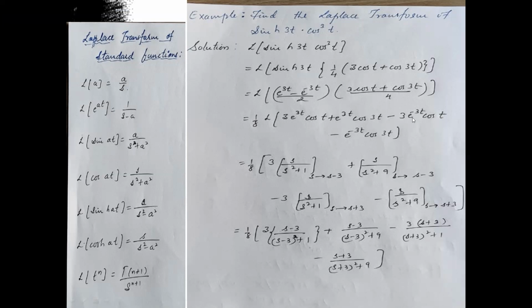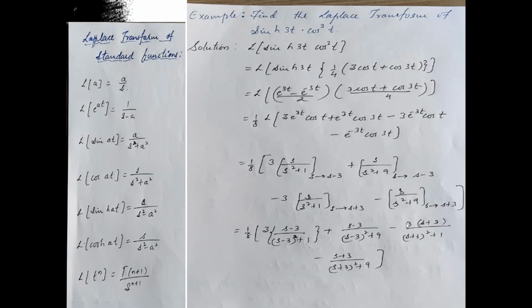Then here it is multiplied by e raised to minus 3t. We will replace s by s minus a, but a is minus 3. So minus of minus, we'll get s plus 3. Then minus as it is. Again, it is e raised to minus 3t into cos 3t. So Laplace transform of cos 3t is s divided by s square plus 3 square, which is 9. Now if the function is multiplied by e raised to at, then s is to be replaced by s minus a. But here a is minus 3. So s will be replaced by s plus 3.